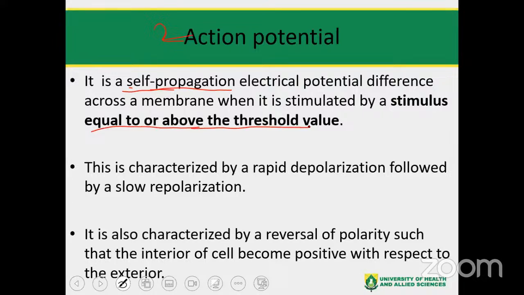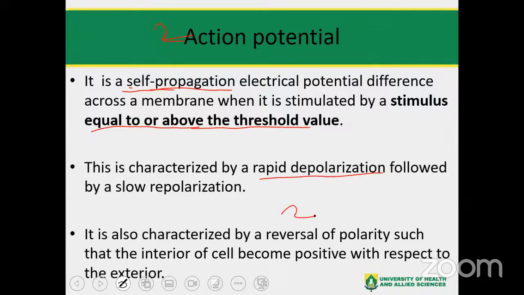Now, what are the characteristics of action potential? It is characterized by, one, rapid depolarization. So now what is depolarization? Rapid depolarization followed by a slow repolarization. That is one characteristic. Then two, it is also characterized by reversal of polarity.